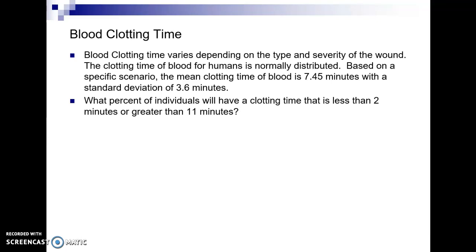We're asked what percent of individuals will have a clotting time that is less than 2 minutes or greater than 11 minutes.